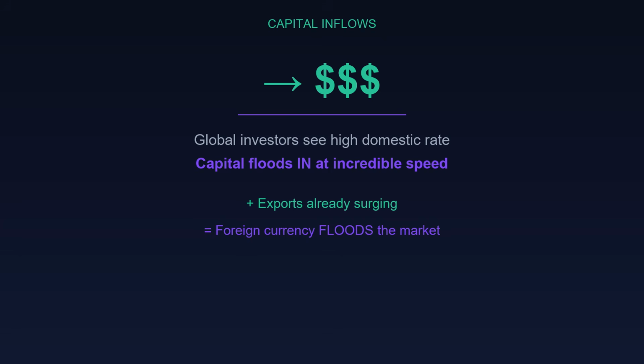Remember our rule from earlier, capital can move instantly. So when global investors out there see those high domestic interest rates, they want in. Capital flows inward at incredible speeds. Now combine this huge inward flood of investment capital with the fact that our exports just grew significantly. Both of these massive events are happening at the exact same time, which causes the supply of foreign currency in the domestic market to absolutely explode.